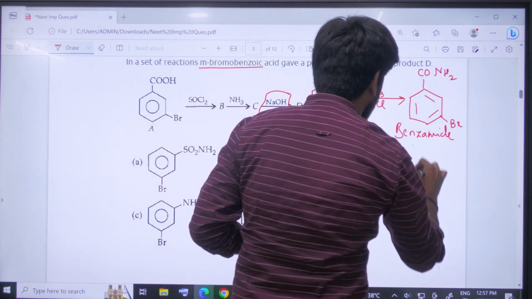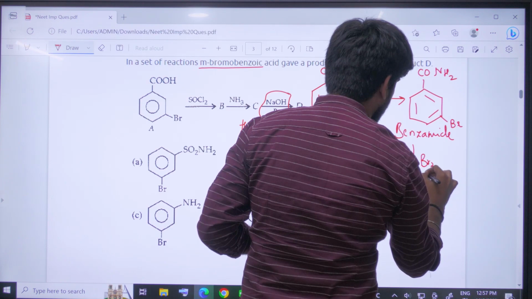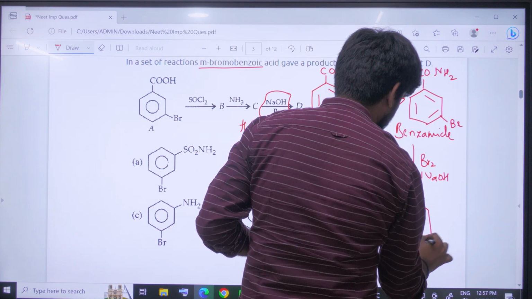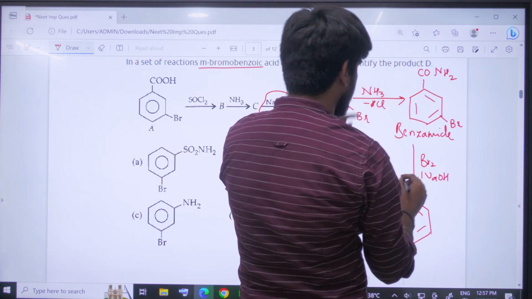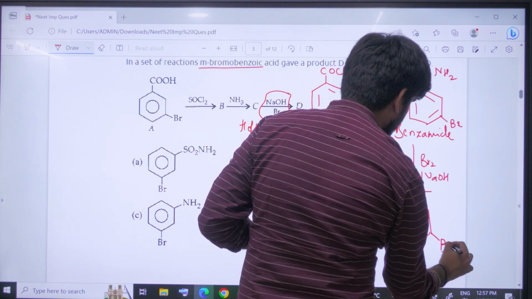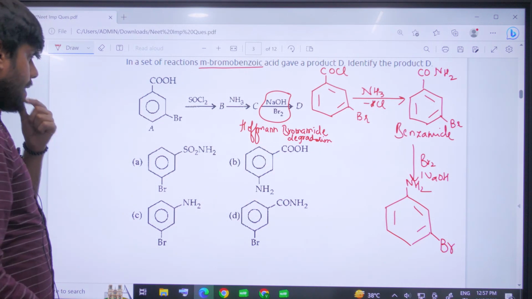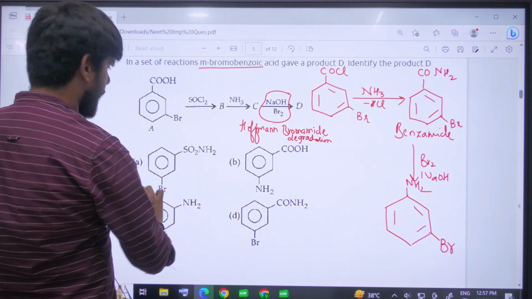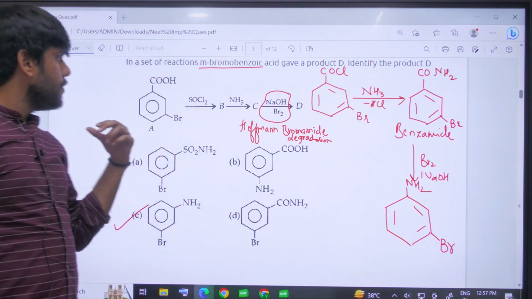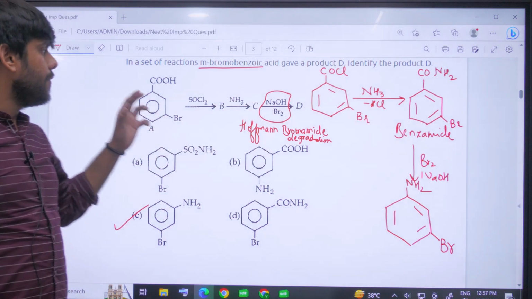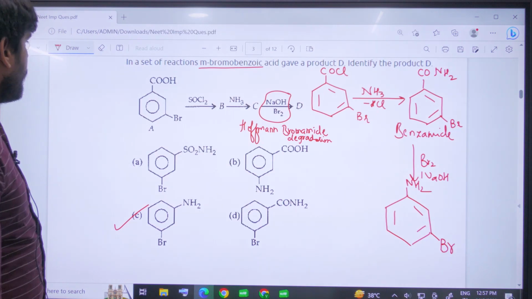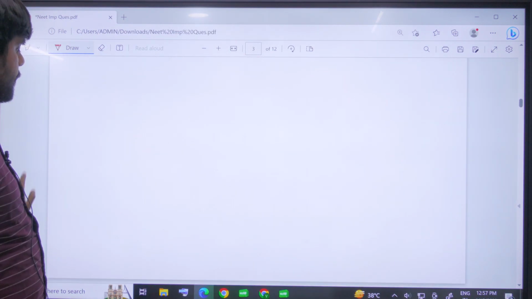So what do I have in the last step? This is bromine in the presence of NaOH, Hoffman bromamide reaction. I end up getting something like this. This amide will convert to amine, and this Br will remain like this. So I end up getting C as the answer. I hope this is clear. So again, a good question with a series of reactions, and this is how we end up getting this product. Let us discuss the next question.